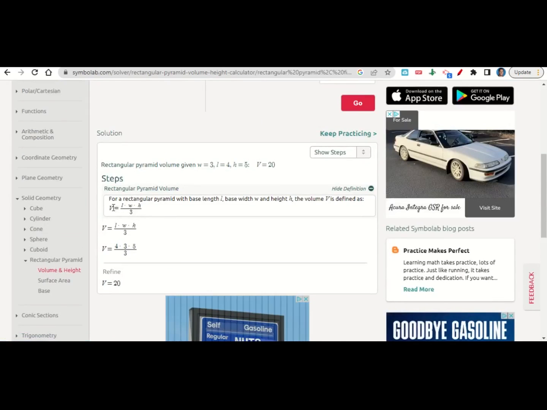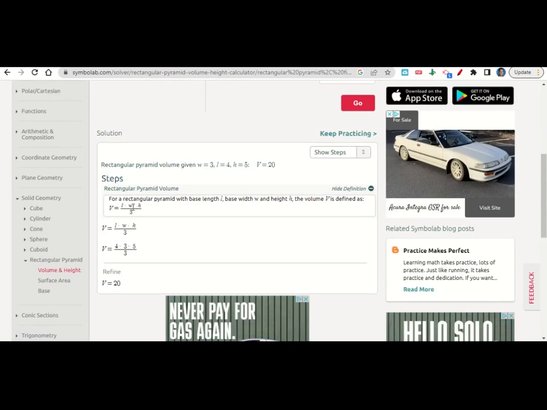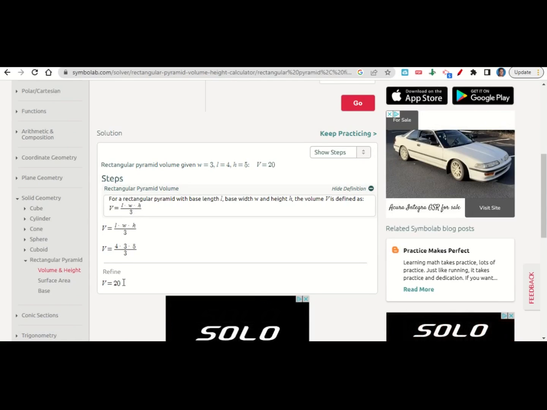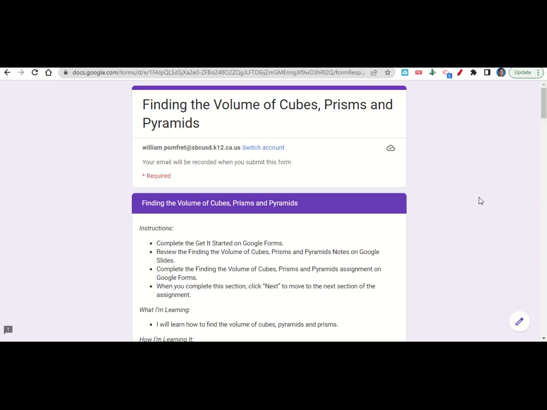It takes us down and shows us the formula for this. So volume is length times width times height divided by 3. And it shows us how to plug all that information in. And it says that when we do that, our volume should end up being 20. So the volume for this pyramid would be 20. So this is how you can use Symbolab to check your work when trying to find the volume of a pyramid.